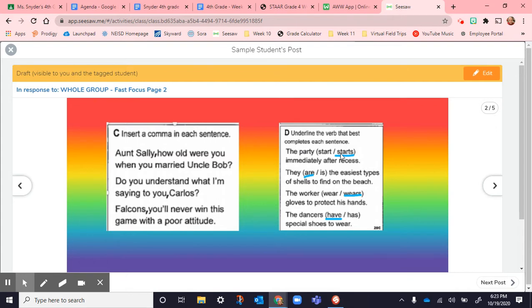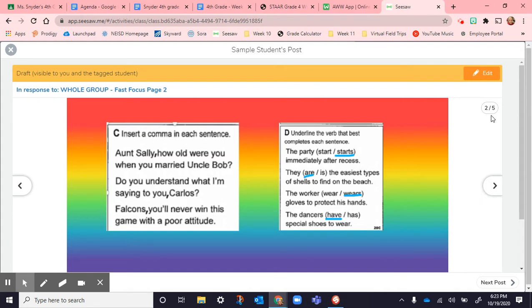So it says, the party start immediately. The party starts immediately after recess. They is the easiest types. They are the easiest types of shells to find on the beach. The worker wear gloves. The worker wears gloves to protect his hands. The dancers has special shoes to wear. The dancers have special shoes to wear.